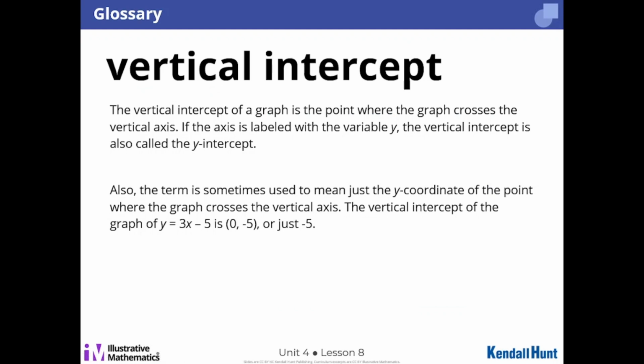Our next term is vertical intercept. The vertical intercept is also known as your y-intercept. This is any point where your graph is crossing the y-axis or the vertical axis. Remember, if you are on the y-axis, then you are at an x value of 0. So your vertical intercept will always have an x value of 0, and then you will have some y value.